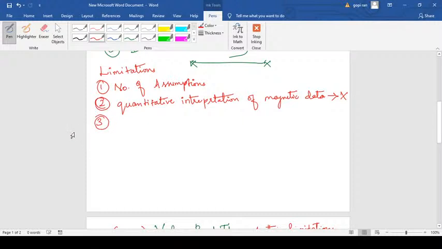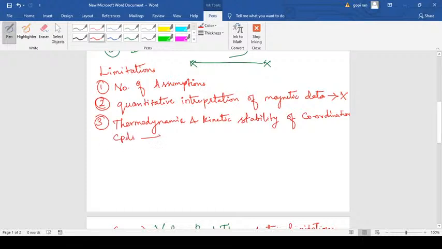And the third one is that the thermodynamic and kinetic stability of coordination compounds are not given. This is also not there.